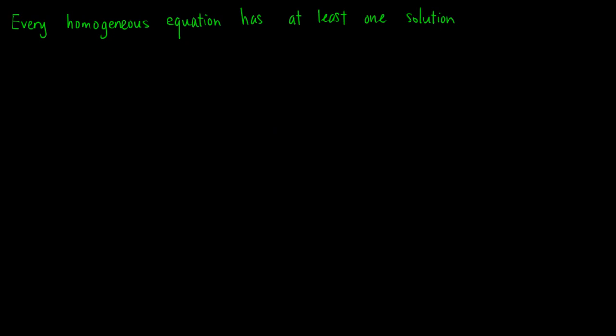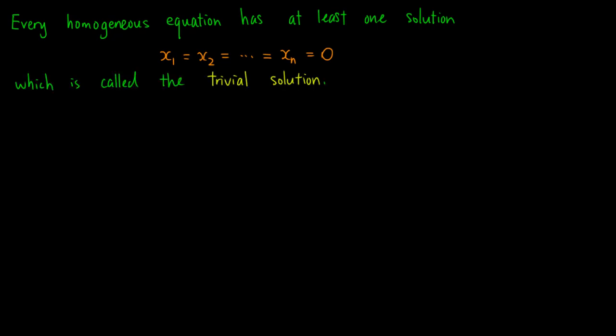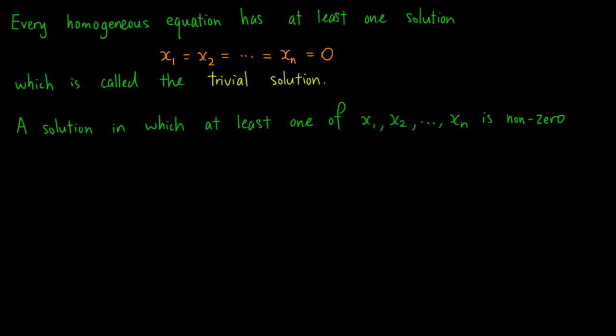We note that every homogeneous system has at least one solution, which is when all the variables xi are equal to 0. This is called the trivial solution. What we are more interested in, however, is a solution in which at least one of the variables x1 up to xn is non-zero, and such a solution is called a non-trivial solution. We can observe the following fact.